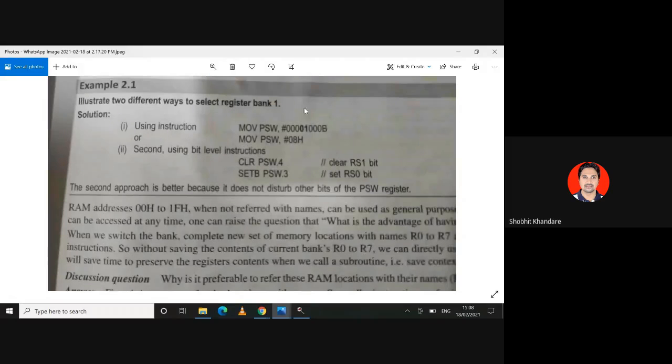Now try to understand the concept of bit addressable. Now your PSW is bit addressable. Point number 1. Point number 2, your PSW is of 8 bits. So if I want to select register bank 1, what should be the value of RS0 and RS1? What should be the value of RS0 and RS1? 0 1.